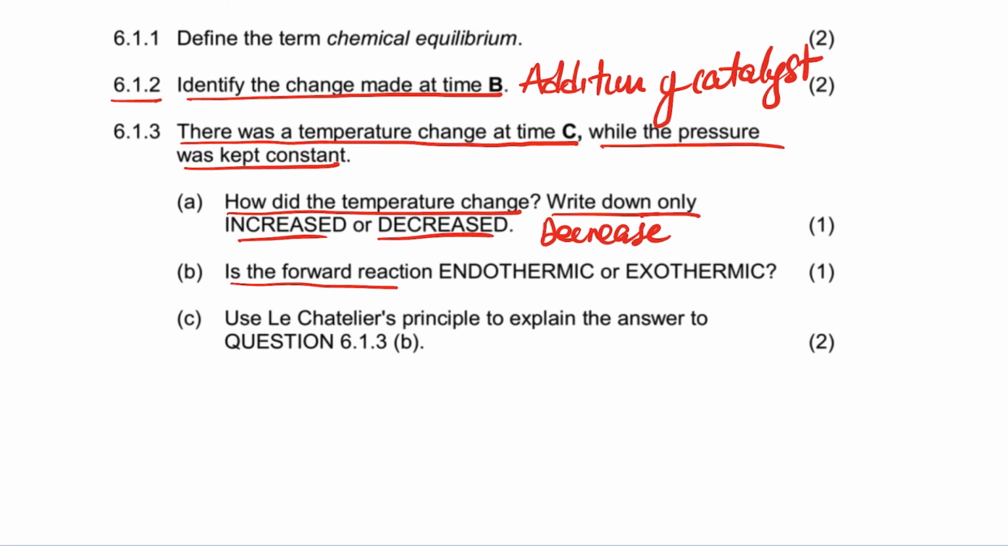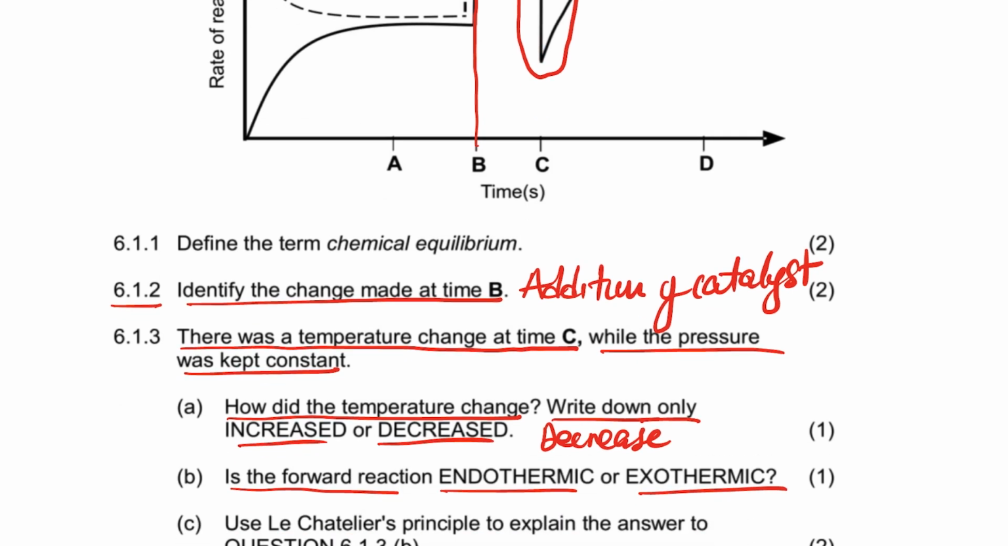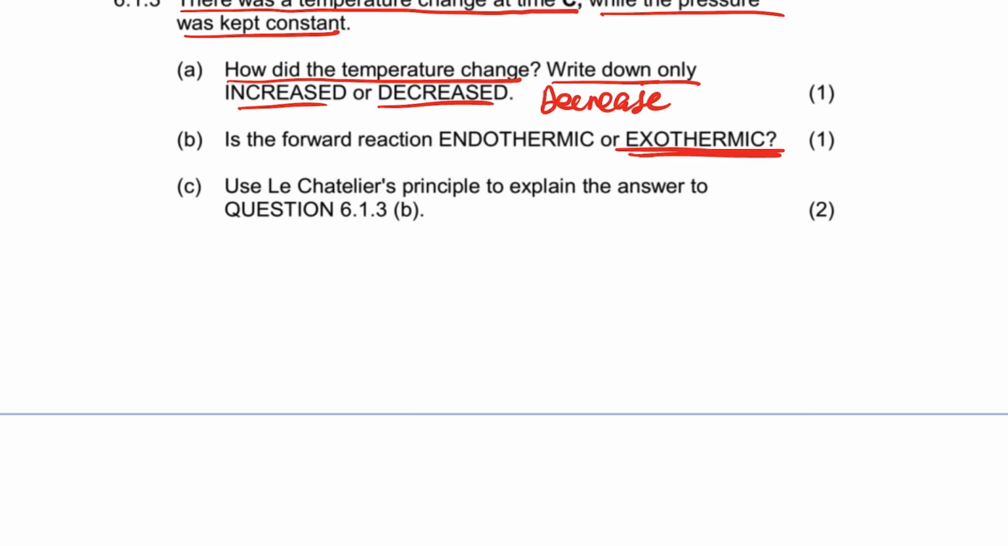Now it says, is the forward reaction endothermic or exothermic? The forward reaction here is what is favored, as I've mentioned, because in the forward there's a lesser decrease and in the reverse there's more decrease, and the one that has a lesser decrease is the one that is favored, which is forward. So is it exothermic or endothermic? Always, guys, you use the theory. The temperature decrease is what is exothermic. So the answer here is exothermic, right?